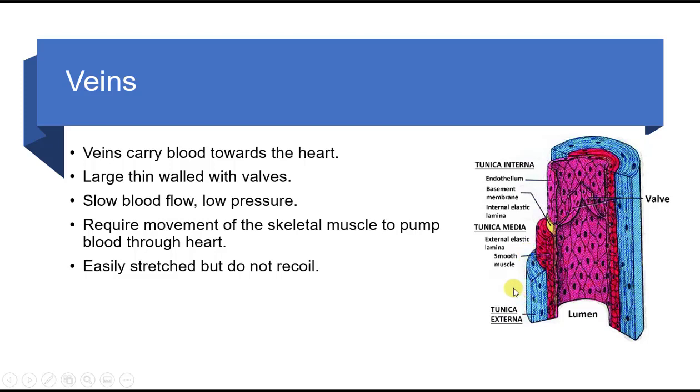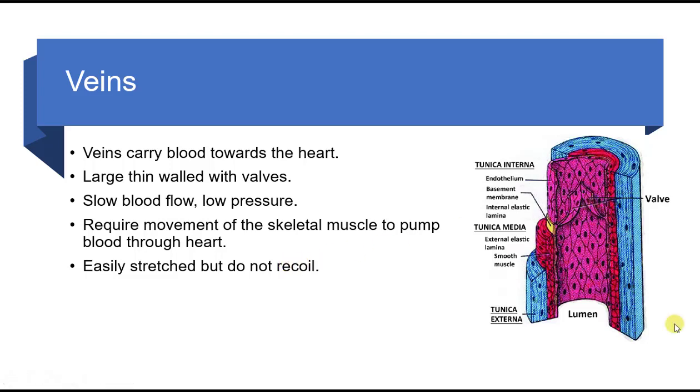Therefore, they do not have that much capability to relax and expand, and they do not have that much capability to take pressure and maintain their shape. Therefore, they are thin-walled as compared to arteries. Apart from these structural differences, we have valves present within the veins, which prevent the backflow of blood, and they are very important to maintain the flow of blood. But this requires the movement of skeletal muscle to pump blood toward the heart, and they have slow and low blood pressure, and they can also be easily stretched, but they do not recoil.